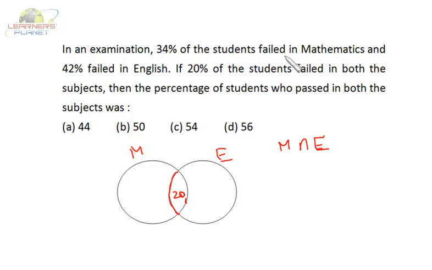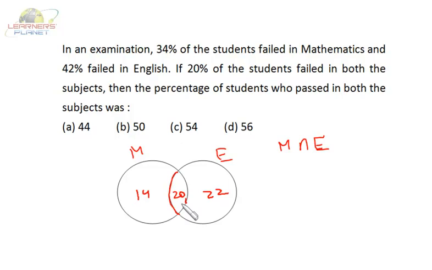34% of the students failed in mathematics. Now out of these 34, 20 we have already written over here, so the remaining 14 will be here. So in all there are 14 plus 20, that is 34% students failed in mathematics. Similarly in case of English, 42% failed in English. So 20 we have written over here, so the remaining 22 will be here. So these are the data of math only, English only, and math plus English.